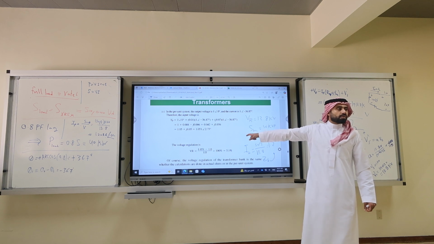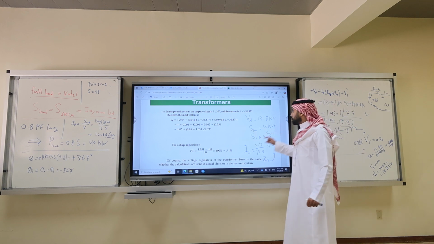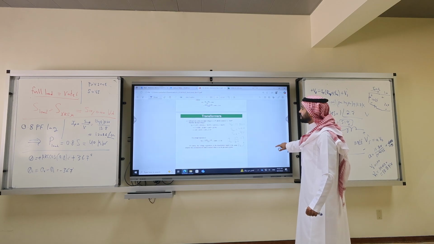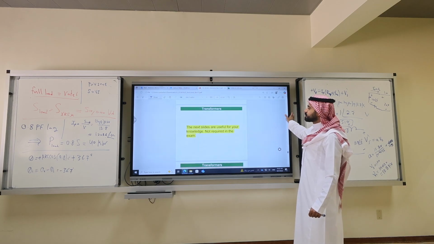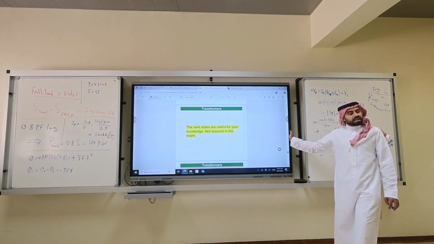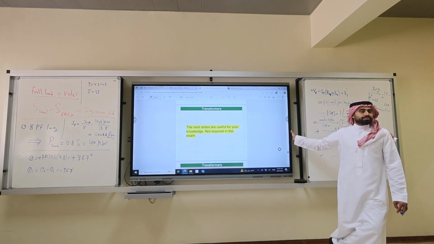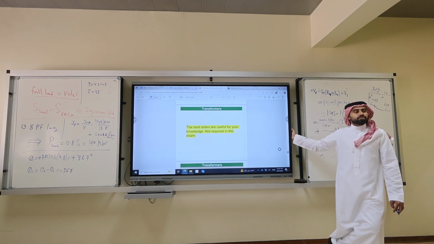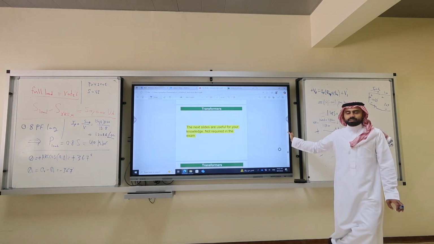This is the third problem in the homework, okay? With that, we finished what is required from the transformer. But there are things that you should know, but we're not going to ask you on the test.